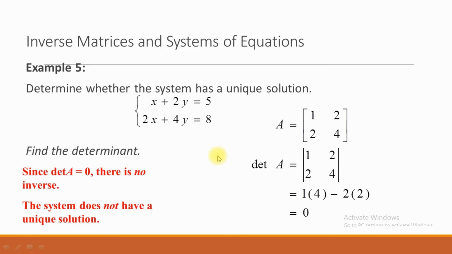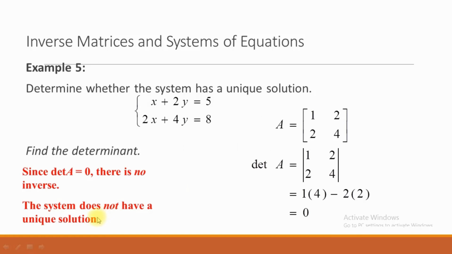So dear students, note that if in a system the determinant of the coefficient matrix is 0, then the coefficient matrix has no inverse. So the system does not have a unique solution. The system may have no solution or infinitely many solutions. But in this system, since the determinant of the coefficient matrix is 0, we cannot find the inverse of the matrix. So the system does not have a unique solution.